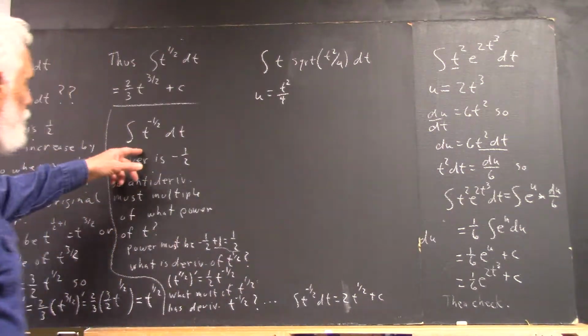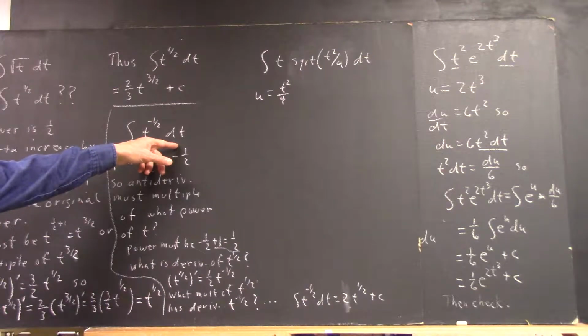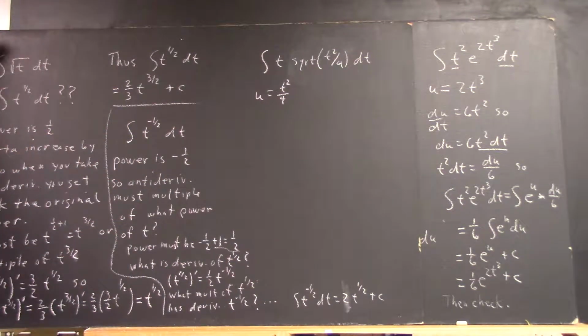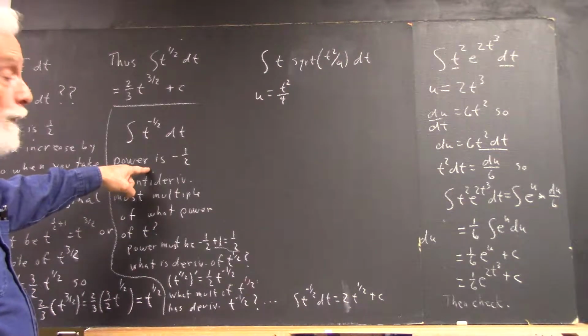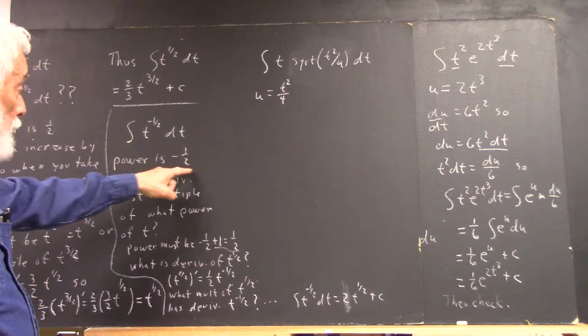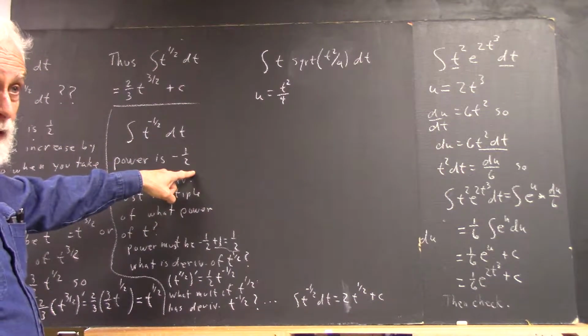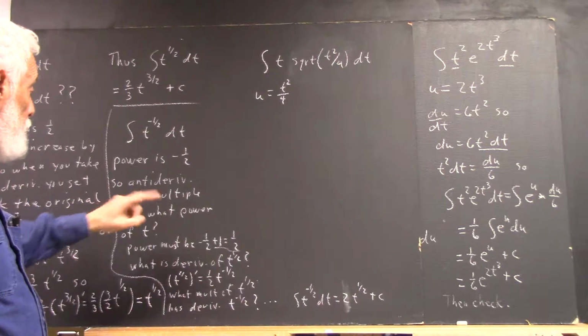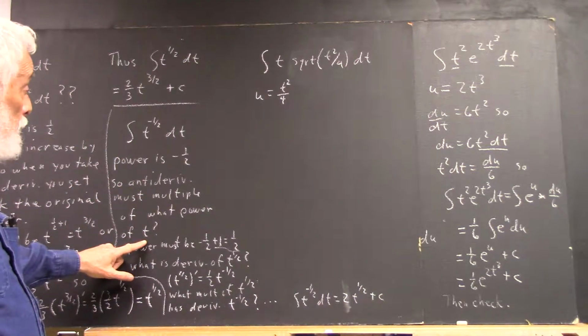Okay, to get the antiderivative of t to the negative 1/2, we follow the same procedure we did for t to the 1/2. We first figure out what the power of the function is. It's a power function, and the power is negative 1/2. It doesn't take much figuring. The antiderivative, therefore, must be a multiple of what power of t?